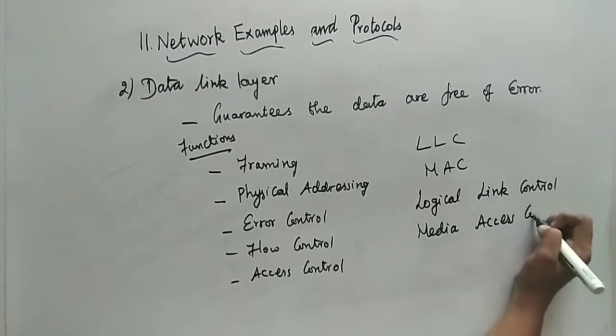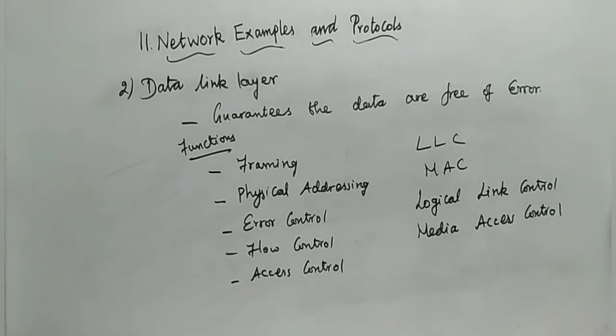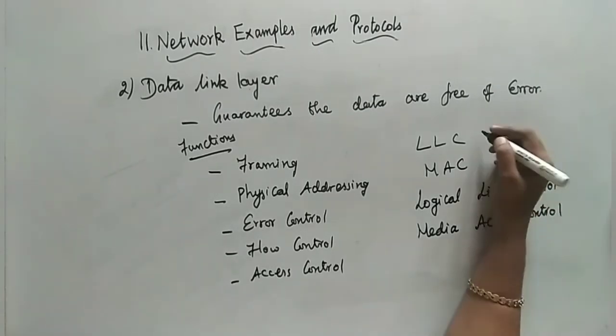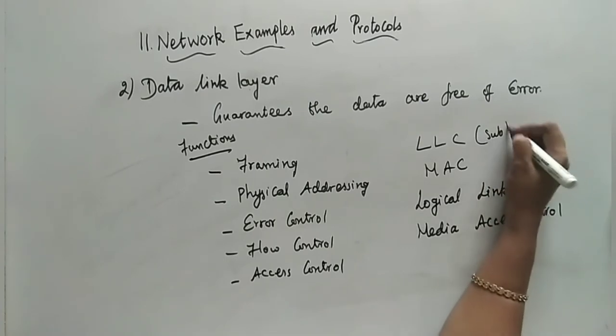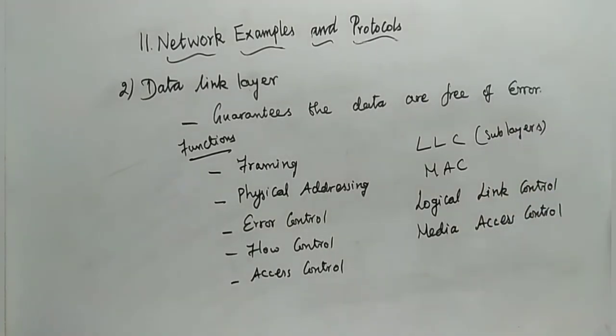It is nothing but your media access control. So these are the two sub layers in the data link layer. So, clear with the second layer, that is your data link layer?